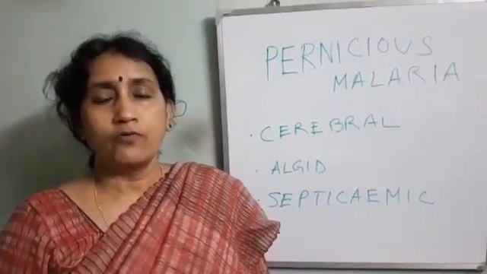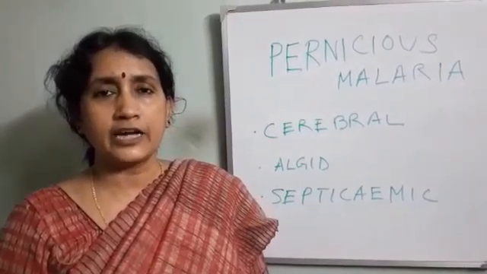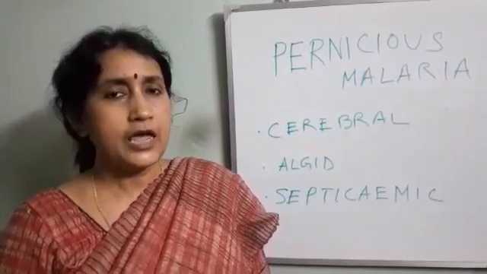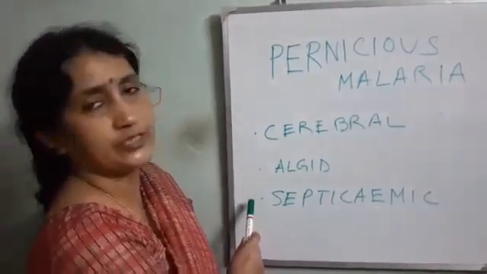Pernicious malaria. What is it? It is a complex of life-threatening conditions that may supervene in a case of acute falciparum malaria. It is of three types: cerebral, algid and septicemic.